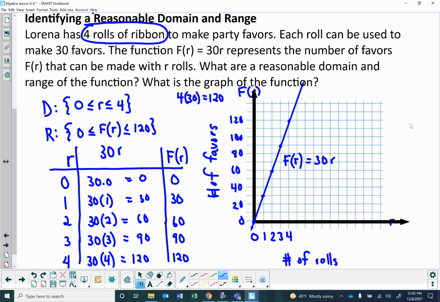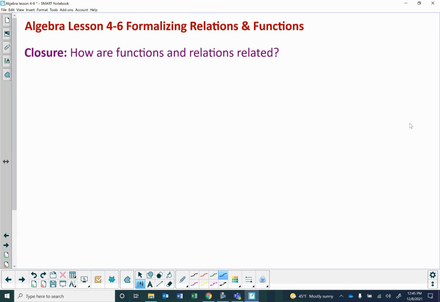Our closure question for today: How are functions and relations related? Be specific, please.